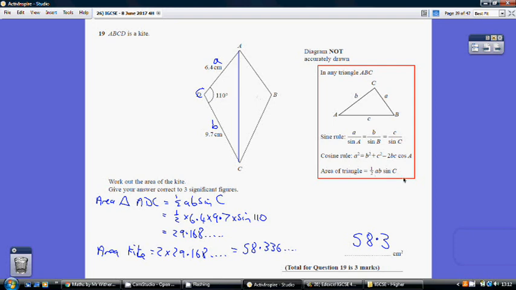So substituting that into the given formula, we get the area of the triangle being 29.168... Double this for the area of the kite, so 58.336... And then correct to three significant figures, so 3 digits in total, that's 58.3.